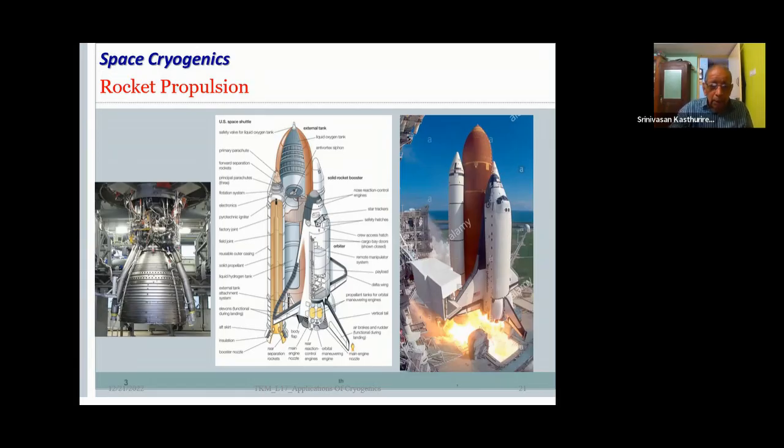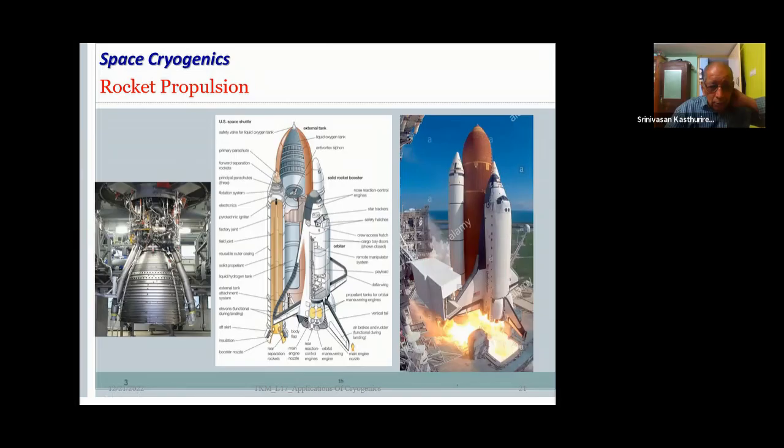These are the ones. So you can see a cryogenic engine here, along with a lot of appropriate systems which are added on to that. For example, what is not shown here is the cryogenic tanks.